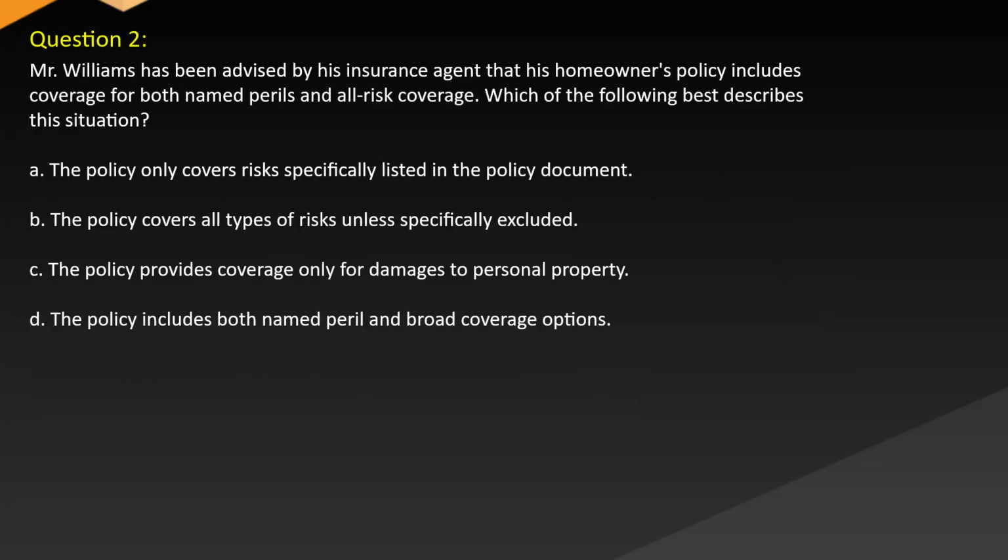Question 2. Mr. Williams has been advised by his insurance agent that his homeowner's policy includes coverage for both named perils and all-risk coverage. Which of the following best describes this situation? A. The policy only covers risks specifically listed in the policy document. B. The policy covers all types of risks unless specifically excluded. C. The policy provides coverage only for damages to personal property. D. The policy includes both named peril and broad coverage options.